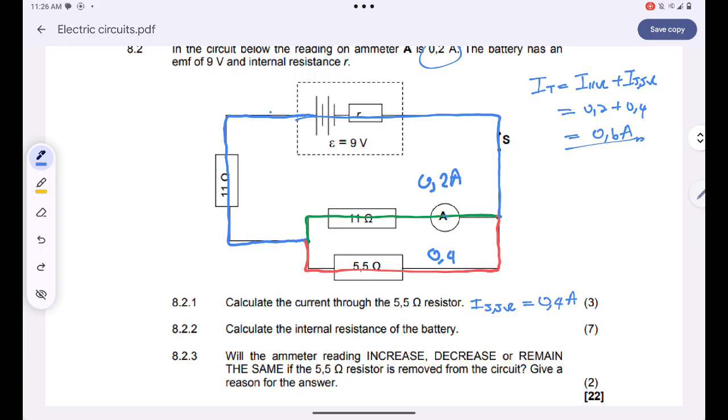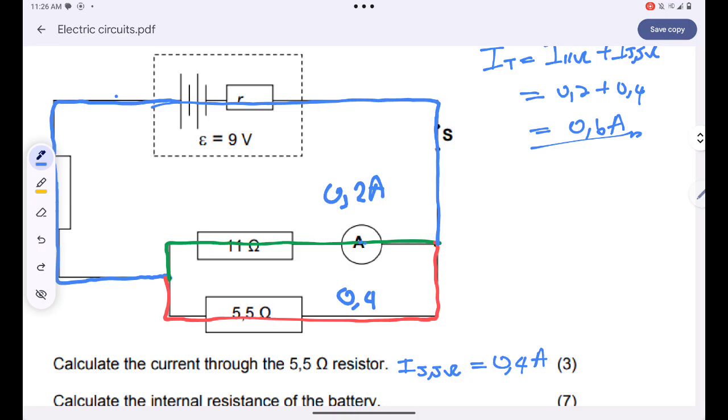For me to be able to calculate the internal resistance, I must know the effective resistance of my circuit. I just calculated the total current. Secondly, let me find my R parallel first. 1 over R parallel is equal to 1 over 11 plus 1 over 5.5. This is just equal to 3 over 11.